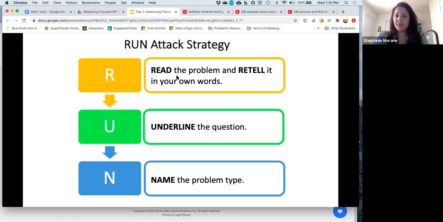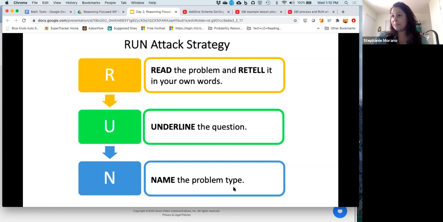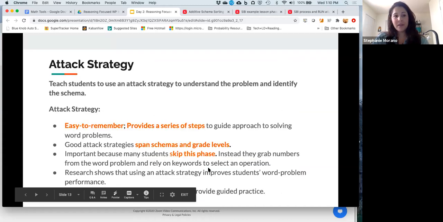RUN: the R stands for read the problem and retell it in your own words. U is underline the question. N is name the problem type. Name the problem type is where we're going to identify the schema, name the category, the problem category. And of course, students need to be familiar with schemas before you can work through this piece of the strategy. But we're going to go ahead and look at this first.